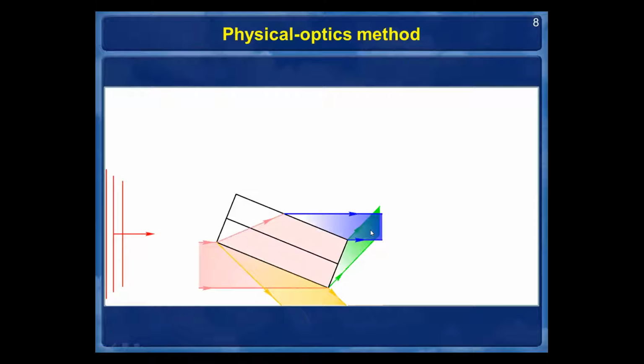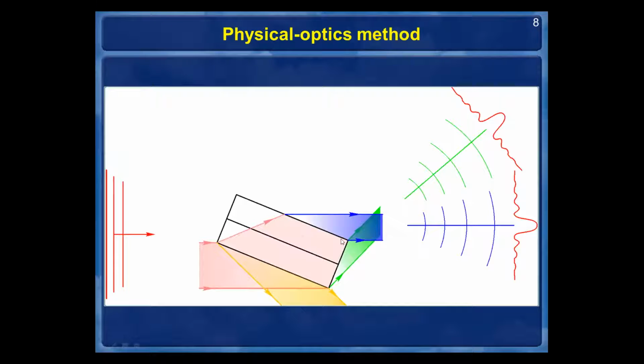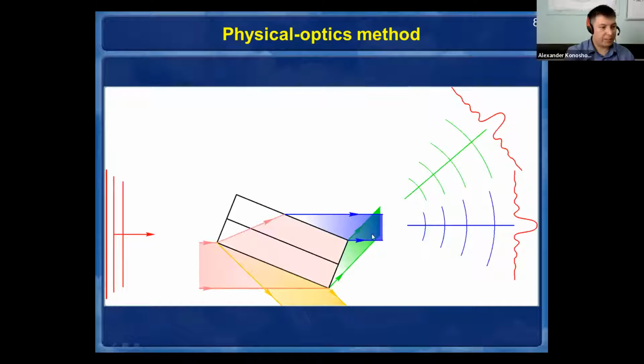And then we suppose that this kind of beam, whose shape we know, goes to the diffraction. So we calculate the internal scattered field within the geometrical optics approximation, and then map it to the far zone with the diffraction taken into account.